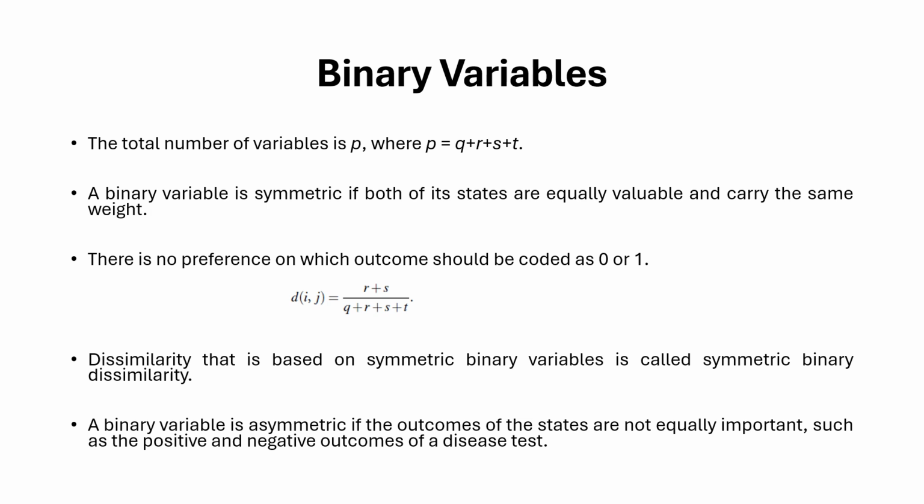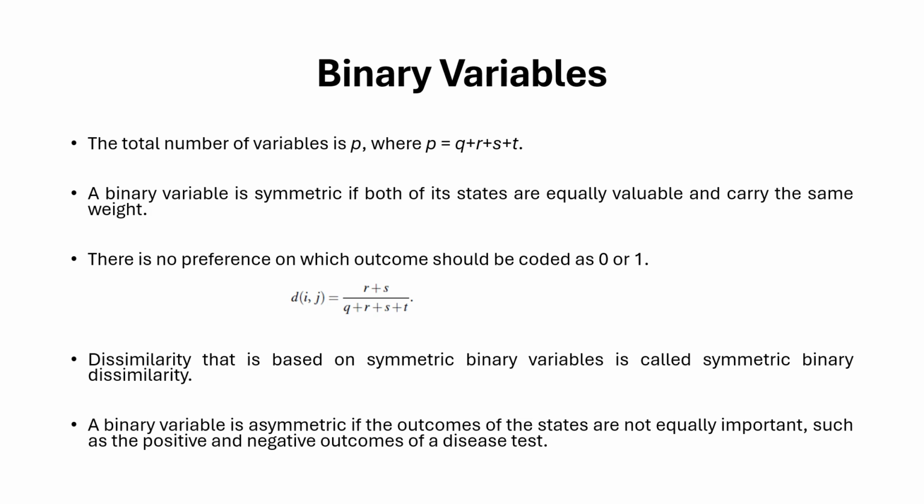So the dissimilarity function will be R plus S divided by Q plus R plus S plus T. This is the dissimilarity formula for the binary variable if it is symmetric. So this is what they have told. Dissimilarity that is based on the symmetric binary variable is called symmetric binary dissimilarity.